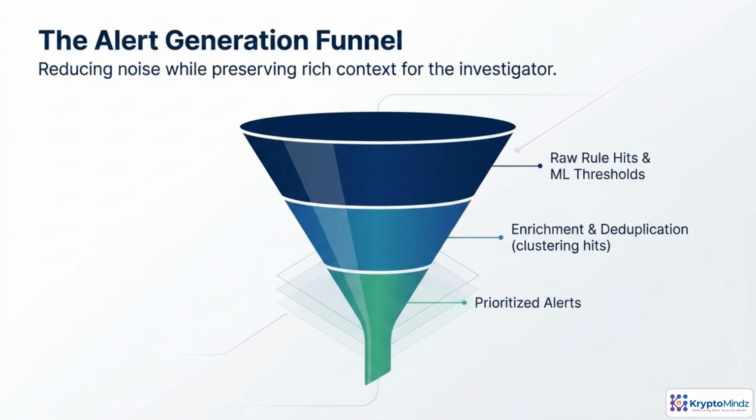Alert generation operates like a narrowing funnel. At the top, rules and ML models fire aggressively. You want high recall here, even if it's noisy. The next stage enriches those hits with contextual data, then clusters and deduplicates them so multiple signals about the same customer or pattern are grouped. Finally, a prioritization layer orders alerts by risk and urgency. Architecturally, each stage is a separate concern with clear inputs, outputs, and tunable policies.